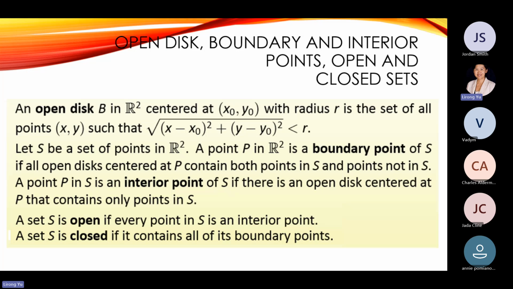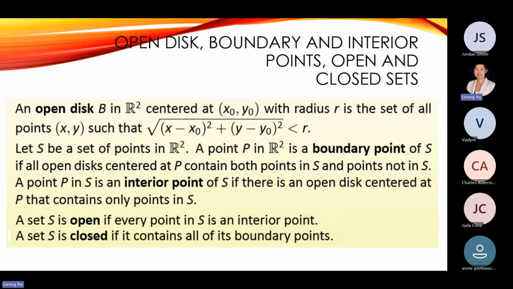Now, why do we talk about open disks? We use an open disk as a way to label distance. So things that are close by, you can cover them up with a small disk. Things that are further away, if you want to cover both points, you have to use a bigger disk. So using a disk of certain radius, we're able to quantify the distance. That's the whole purpose of defining an open disk.